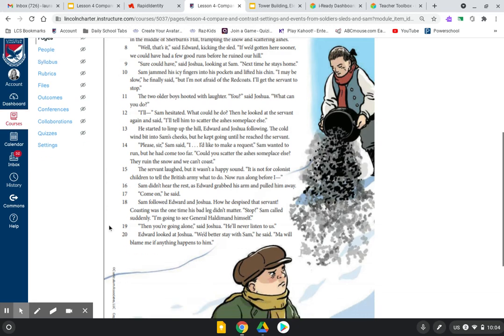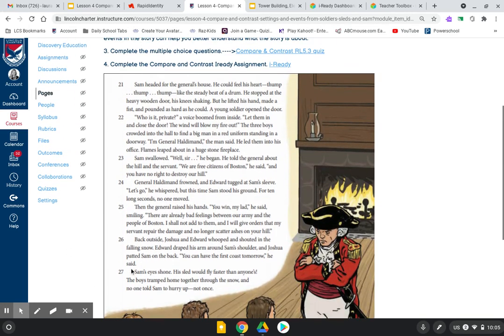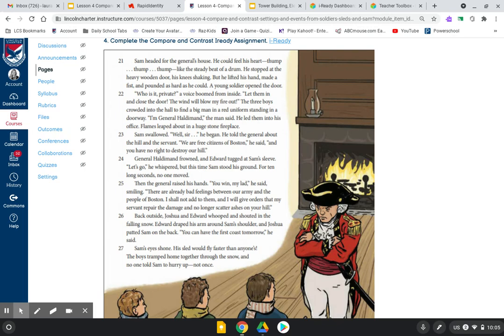"Come on," he said. Sam followed Edward and Joshua. How he despised that servant. Coasting was the one time his bad leg didn't matter. "Stop," Sam called suddenly. "I'm going to see General Haldimand himself." "Then you're going alone," said Joshua. "He'll never listen to us." Edward looked at Joshua. "We'd better stay with Sam," he said. "Ma will blame me if anything happens to him." Sam headed for the general's house.